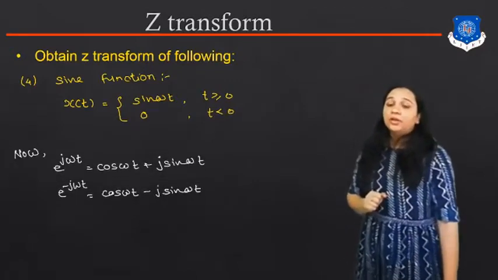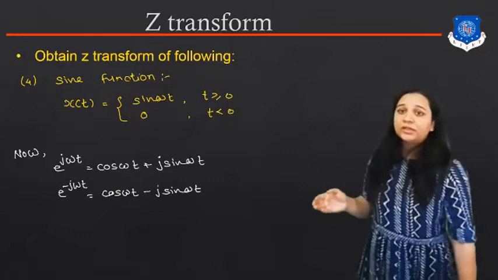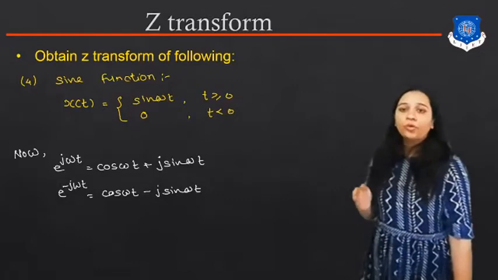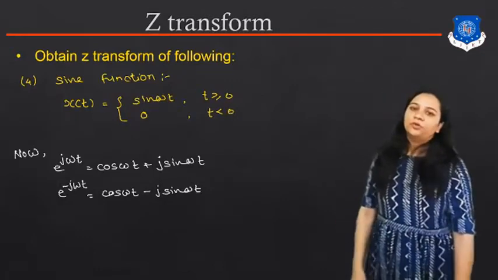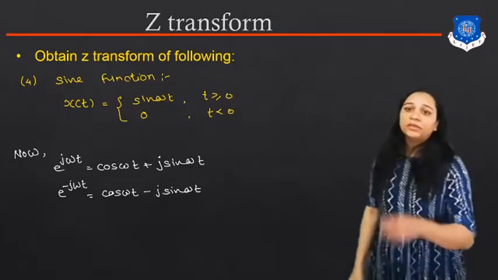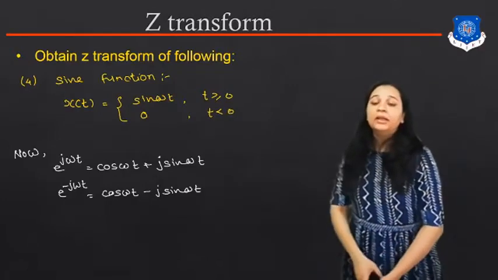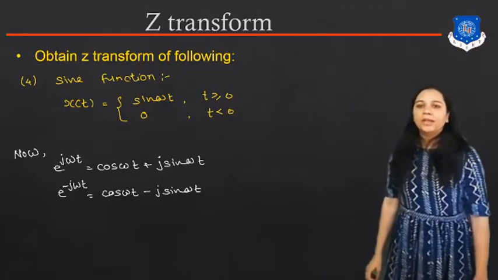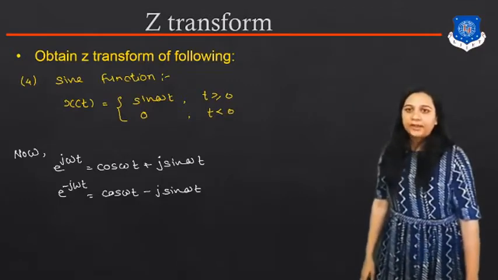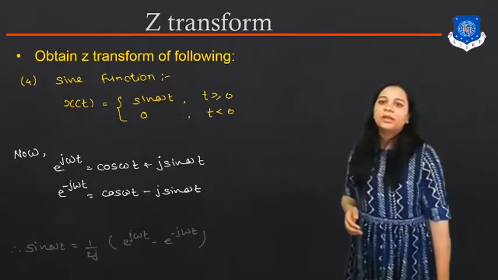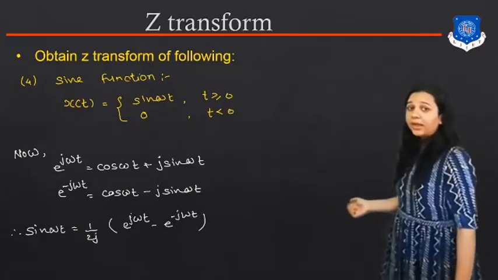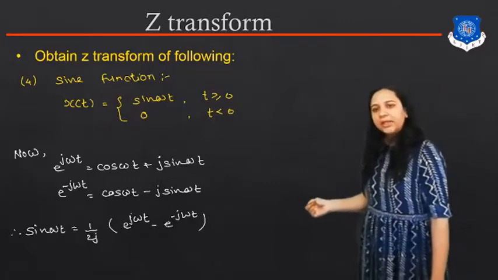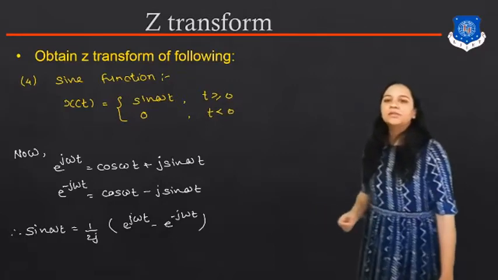Okay. So, as you know, e raised to j omega t, that is a standard equation, is equal to cos omega t plus j sin omega t. And if we deal with e raised to minus j omega t, that is equal to cos omega t minus j sin omega t. Okay. So for that, we have to put the value of sin omega t in this equation. So sin omega t, that is equal to 1 upon 2j in this bracket e raised to j omega t minus e raised to minus j omega t.